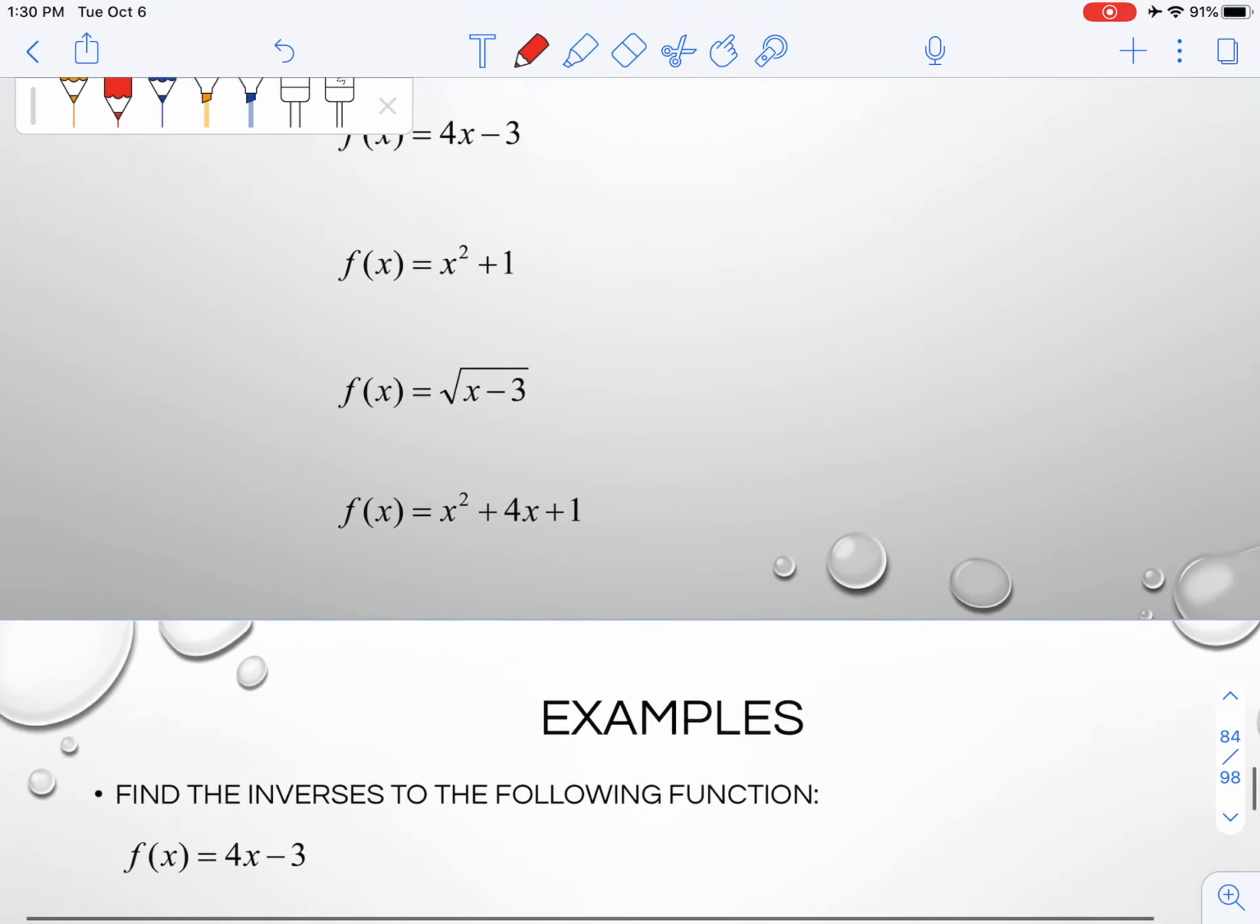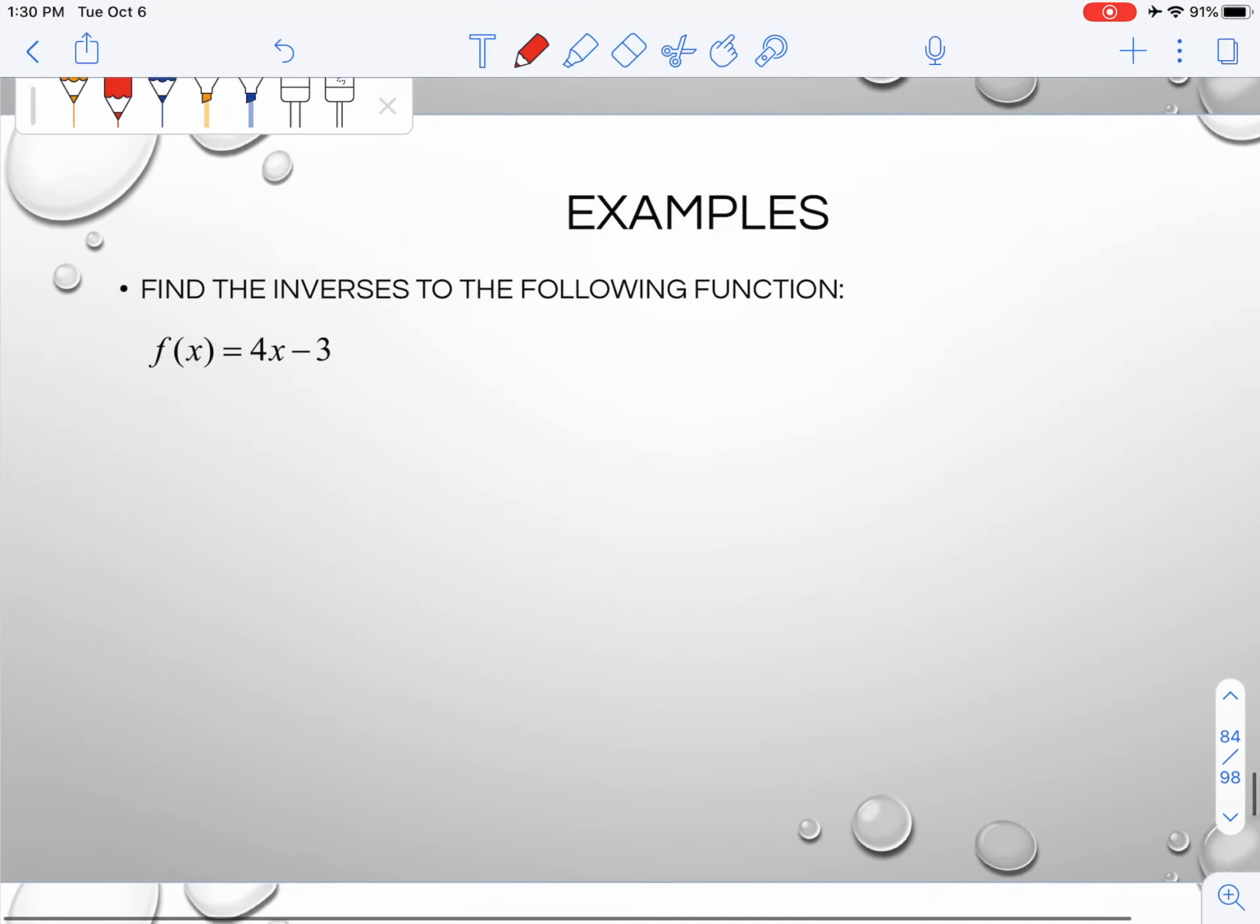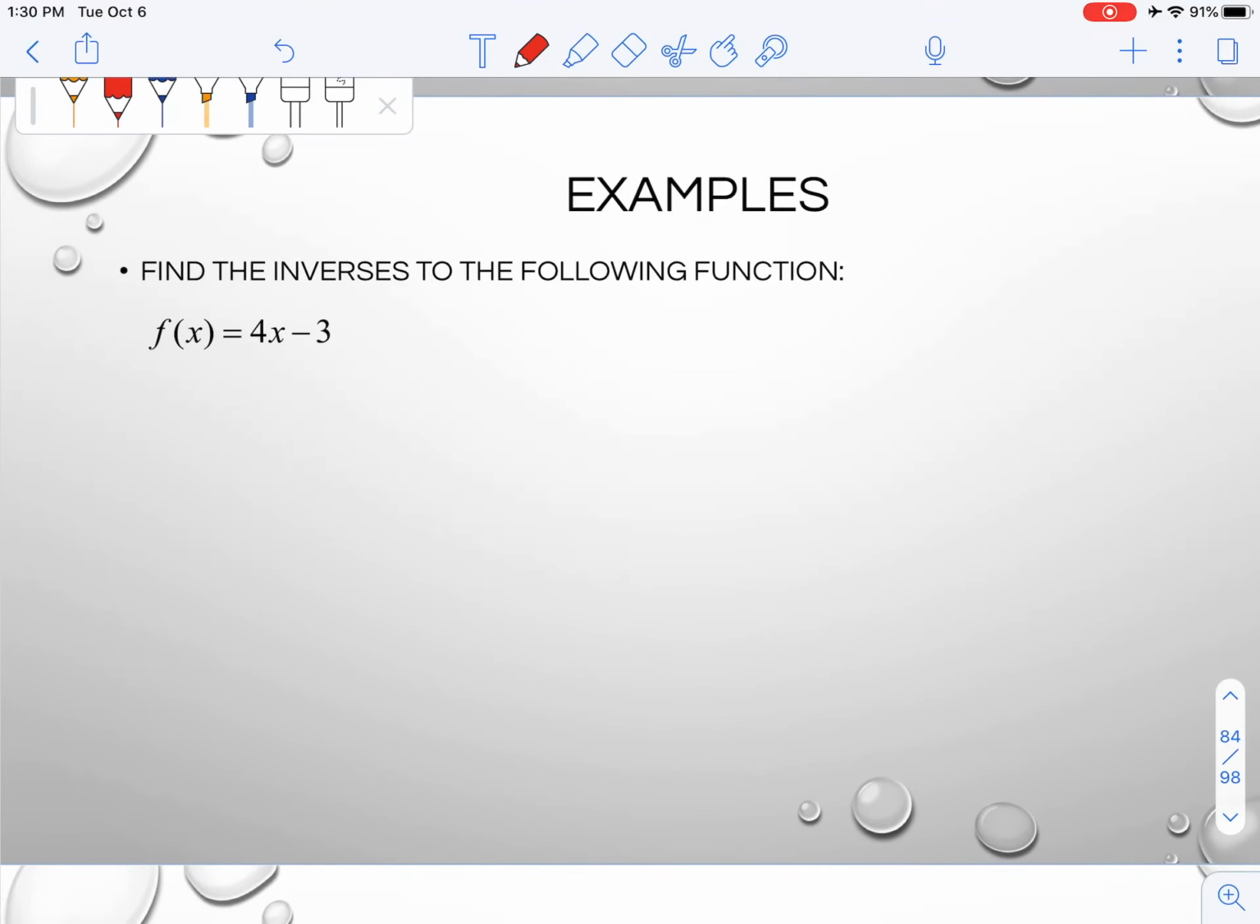So I've got a couple examples here, and we're going to do one on each page. So the first one, f of x equals 4x minus 3. I'm also going to list my domain and my range for each function as we go. So here's a linear function. My domain and my range are both all reals. Linear functions are 1 to 1, so I don't have to restrict anything. So we're good to go there.